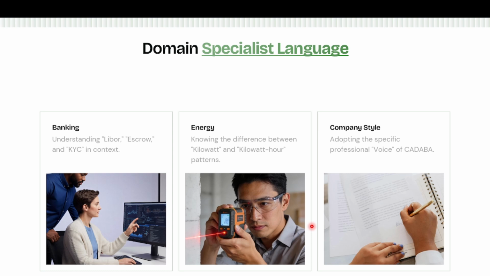Then energy. If you are designing for oil and gas, for instance, you know that within an oil and gas company there are different domains and departments. So knowing the difference between kilowatt and kilowatt hour is very, very important. So you use energy or oil and gas vocabulary.